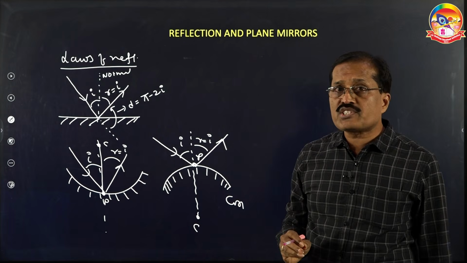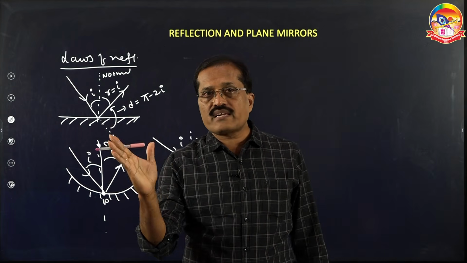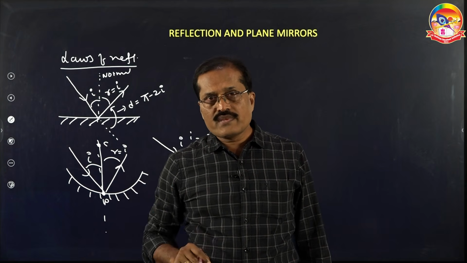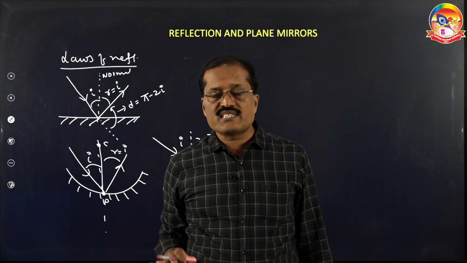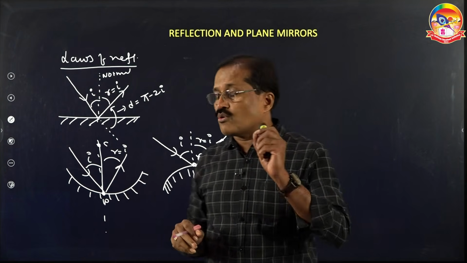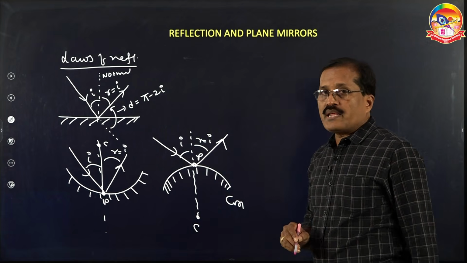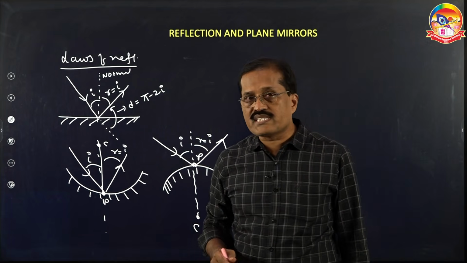In the laws of reflection, the incident ray and reflected ray are always on either side of the normal. Angle of reflection is equal to angle of incidence. A simple concept. Now, in case of plane mirror, we will see one or two simple questions.